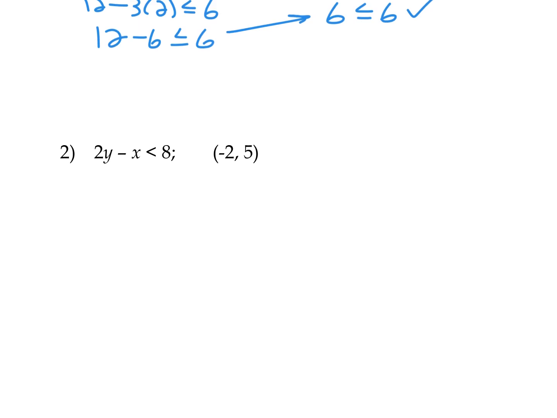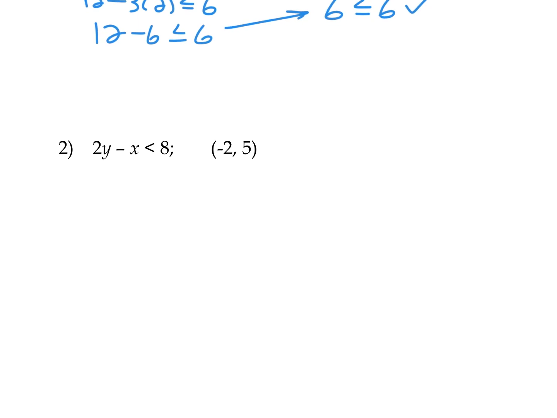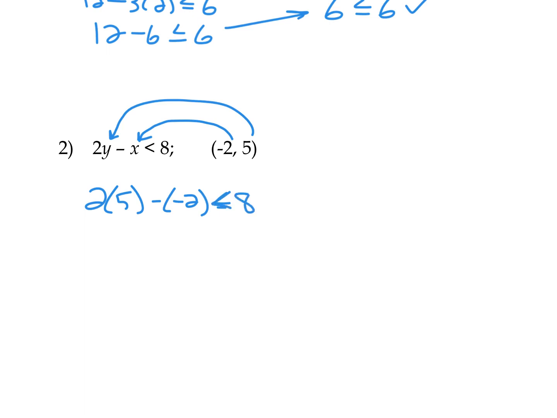We have 2y minus x is less than 8, and our point is negative 2 comma 5. Again, make sure we plug in the x for the x and the y for the y. Okay, negative 2 needs to go in for the x, and the 5 needs to go in for the y. Don't just plug the first number in for the first variable you see. So we're going to have 2 times 5 minus negative 2. Important to have that minus negative 2. Not equal to, just less than 8.